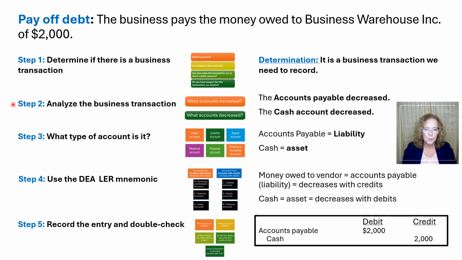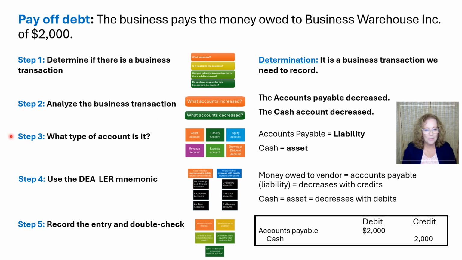In step 2, we now determine what accounts increased and or decreased. First, the accounts payable liability account decreased because the business now paid its debt. And how was the debt paid? It was paid with cash. So the business's cash decreased. There you have it. Decrease to accounts payable and decrease to cash.